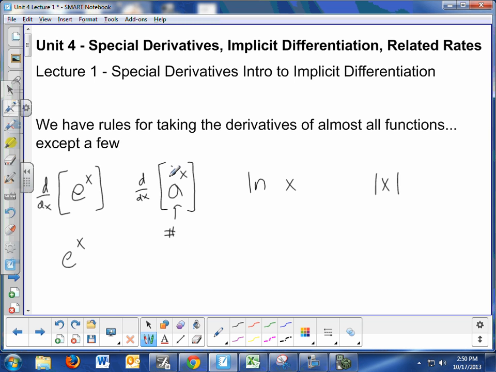Okay? Now, changing this to some number to the x, well, it changes the growth a little bit, the steepness of our exponential growth. So to account for that, the derivative is similar to e to the x. It is a to the x. But to account for this little change, you multiply by the natural log of whatever number that is.